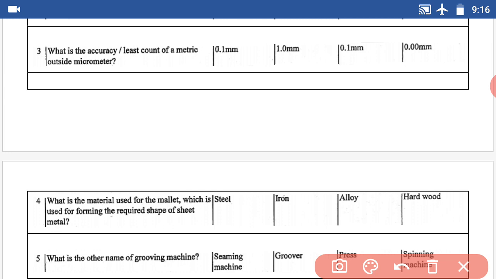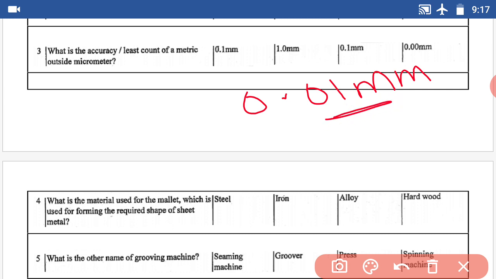The correct answer is 0.01 mm. So in this question option A is wrong, B wrong, C wrong, D wrong. All four options are wrong answers. The correct answer is 0.01 mm. This answer is correct.